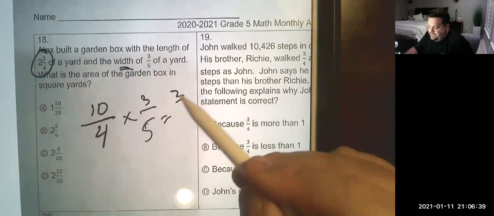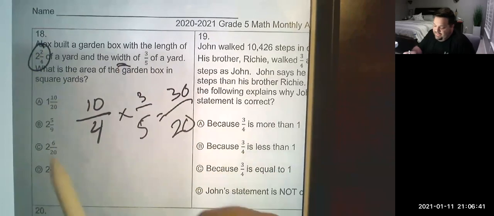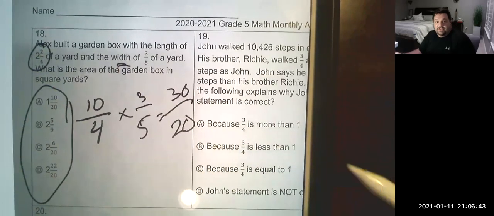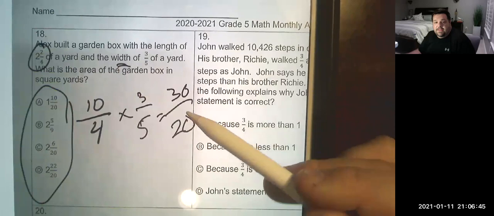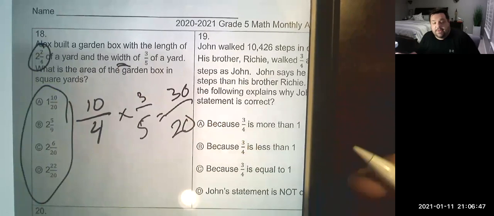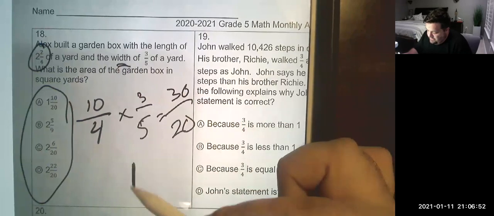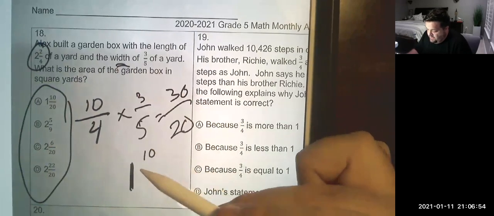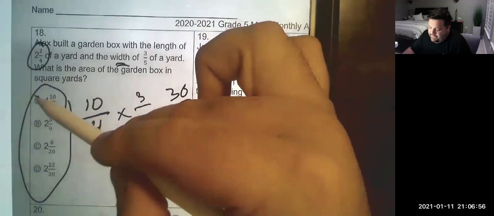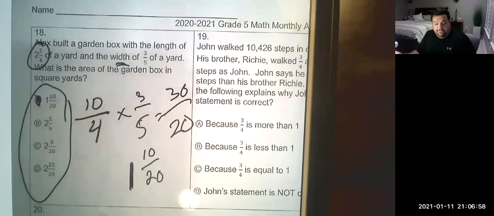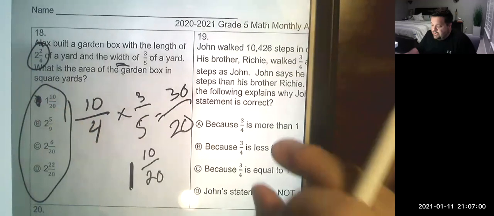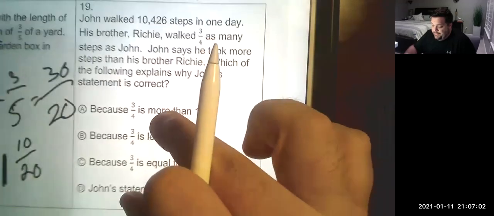You multiply across, 30 over 20. That is not one of our choices over here. So you've got to think, can I do anything to this to reduce it, make it back to a whole number and a fraction? 20 goes into 30 one time with 10 left over, 10 over 20. And there's your answer right there, A, right? So make sure you're checking your paper to see what you put.